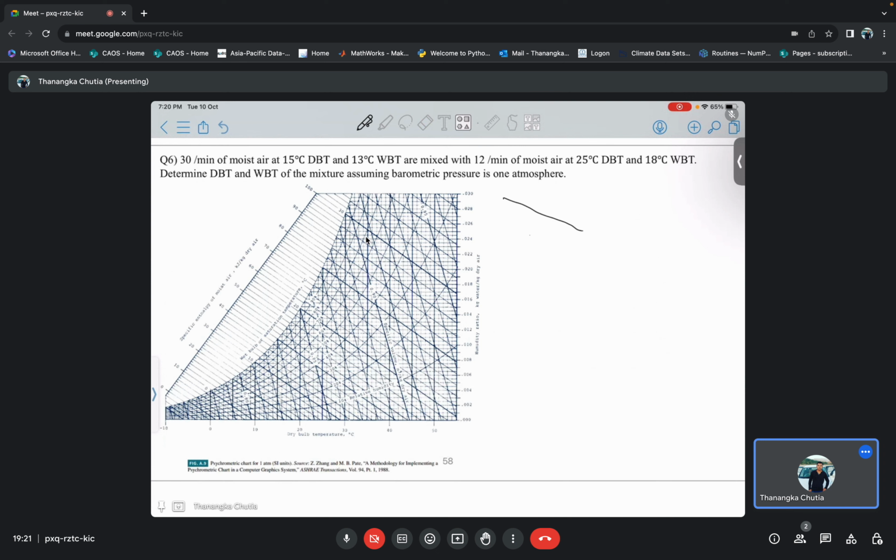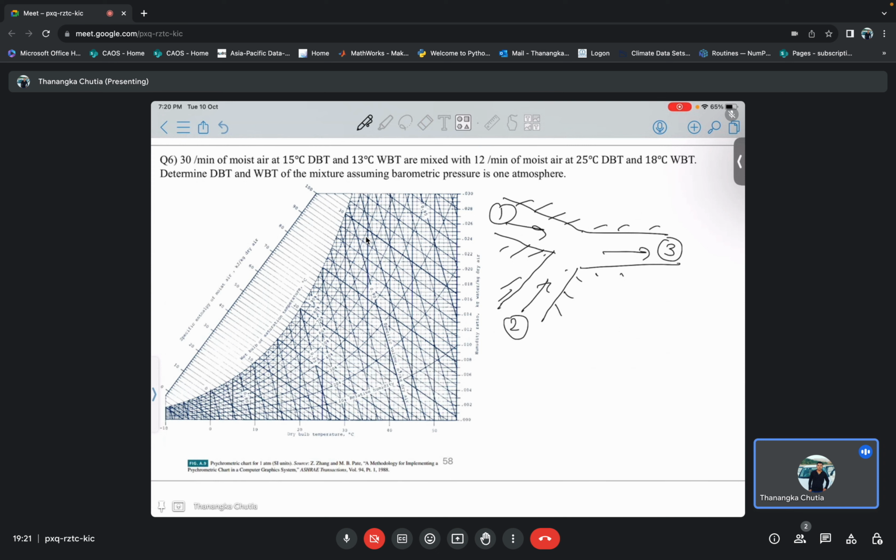Like this, adiabatically two streams are mixed. Say this is 3, this is 1, and this is 2.